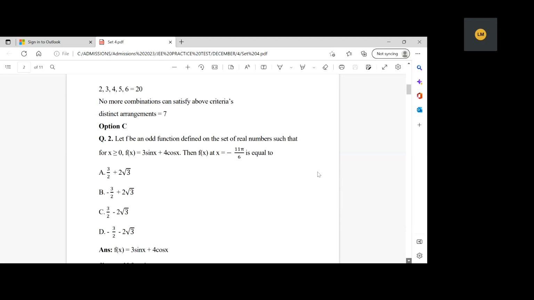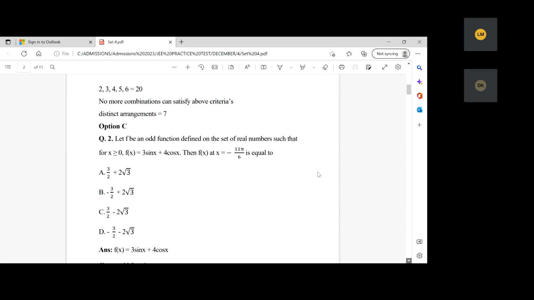So this is the second question which we are going to answer today. Let f be an odd function defined on the set of real numbers such that for x greater than or equal to 0, f of x equals 3 sin x plus 4 cos x. They have given x equal to minus 11π by 6. I need to find f of x where x is minus 11π by 6. What is the value? I need to find that.